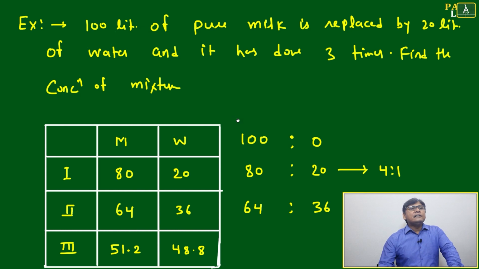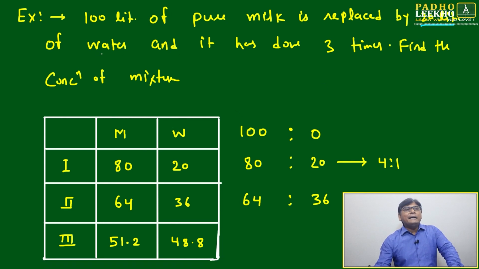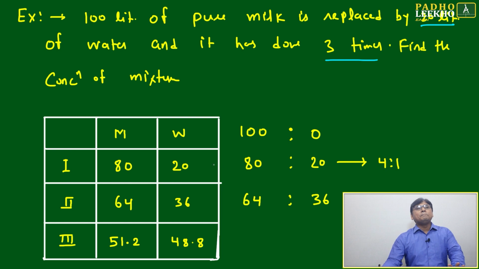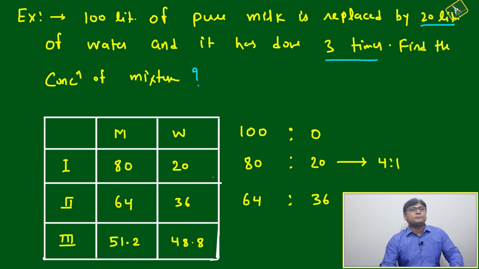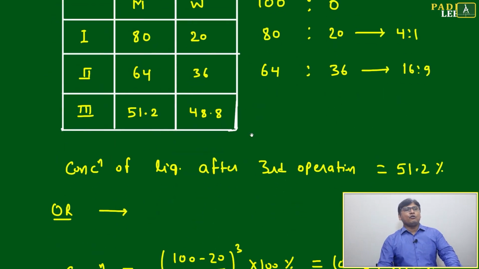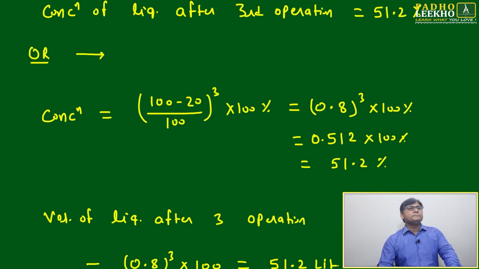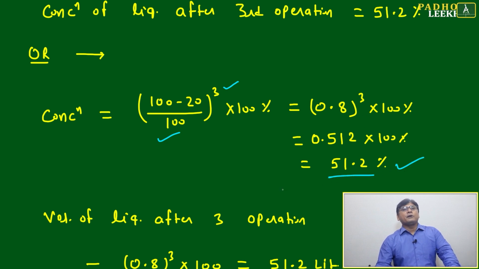100 liters of pure milk is replaced by 20 liters of water, and this is done 3 times consecutively. Find the concentration of the mixture. One way, you can directly apply the formula, there is no problem. Like here, (100 minus 20) by 100, 3 times. The question is only telling us this, we are not doing anything else. Into 100%, it will become 0.8 to the power 3, this is 51.2%.